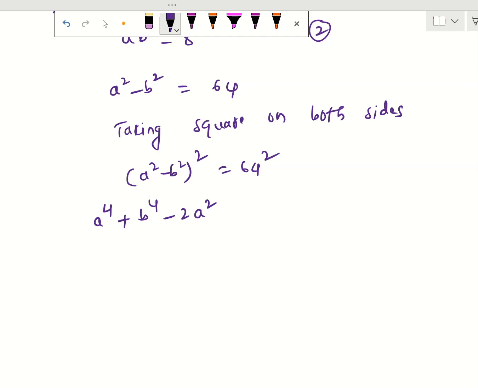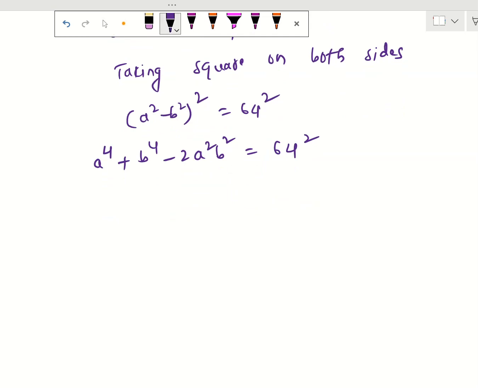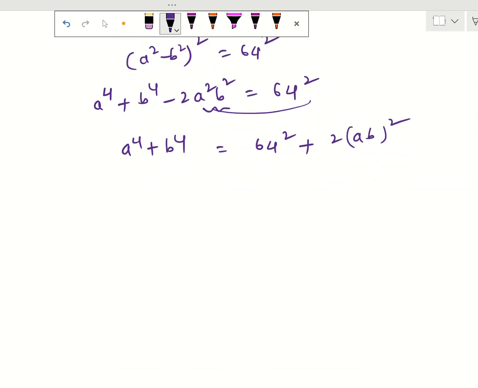Here a square, and b square, is equal to 64 square. The term minus 2 a square b square, I am taking to the right side, so it will be 64 square plus 2 a square b square. This term a square b square we write as a into b whole square. So the terms remaining are a to the power of 4 plus b to the power of 4.